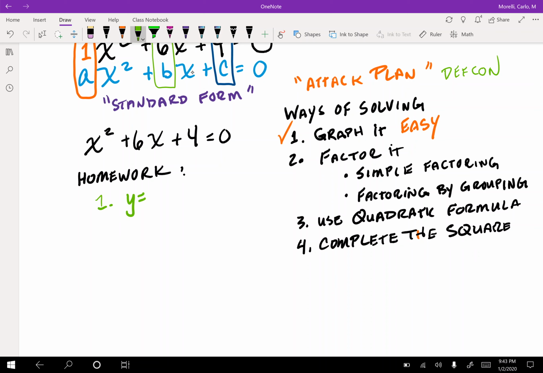2. Y equals x squared minus 6x minus 18. And 3. Y equals negative 4x squared plus 24. Okay?